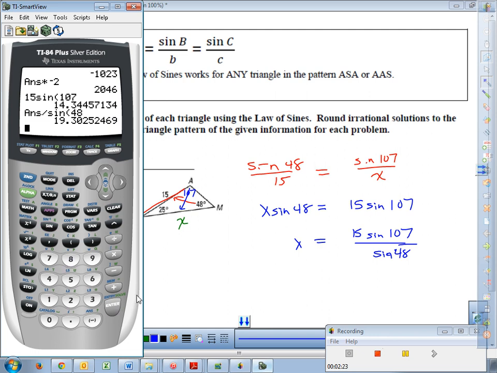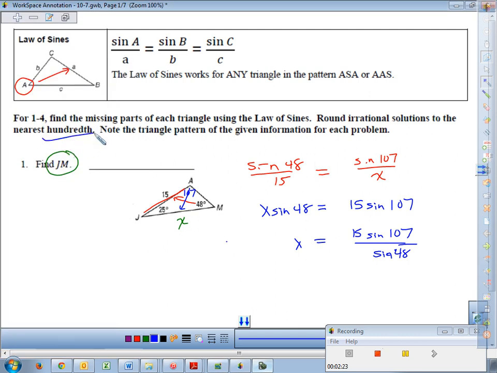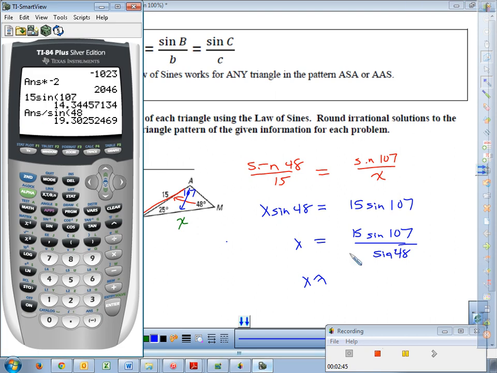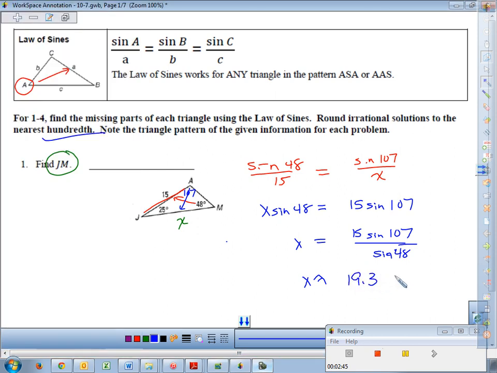And how do they ask us to round? Nearest hundredth, which is how many decimal places? Two, about 19.30. Should strike a memory for you, right? Done it before. How do you know when to use it, though? That's the question. They only give you one side in this situation.